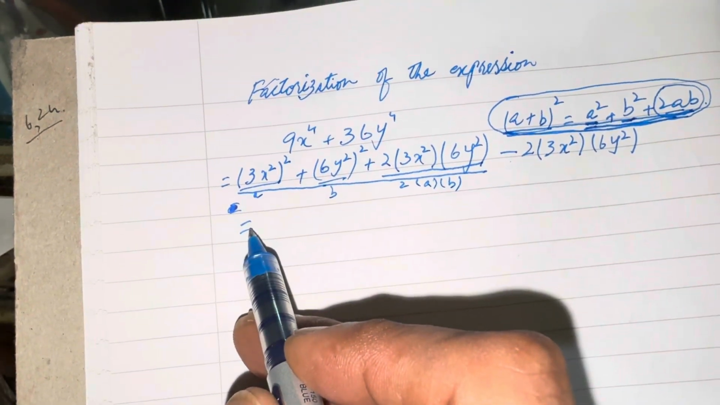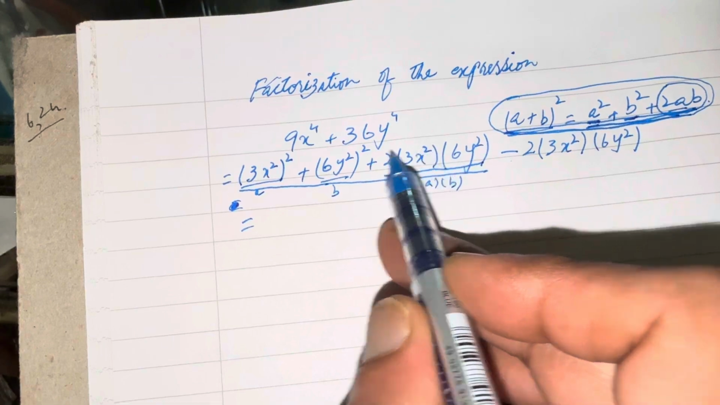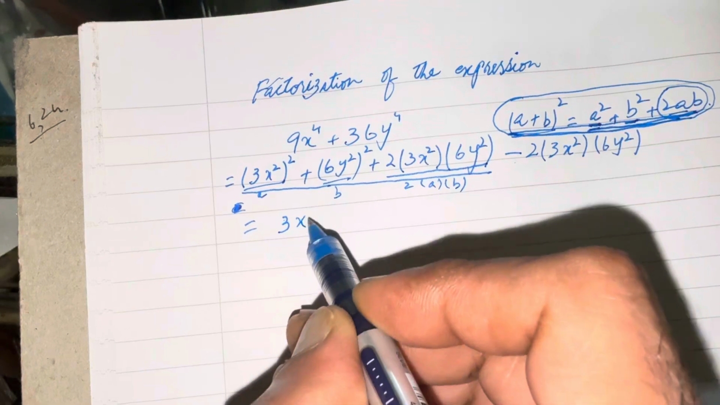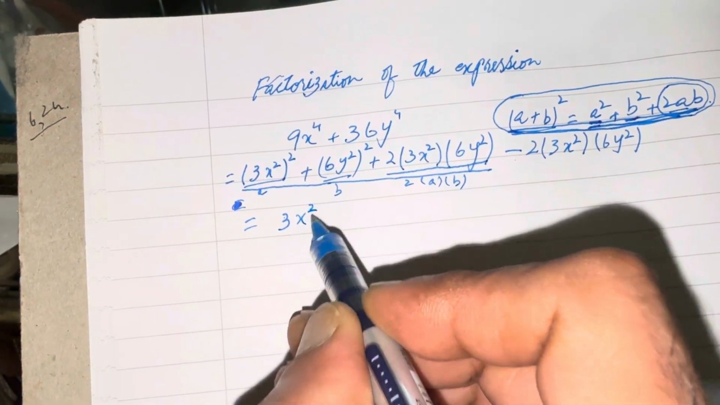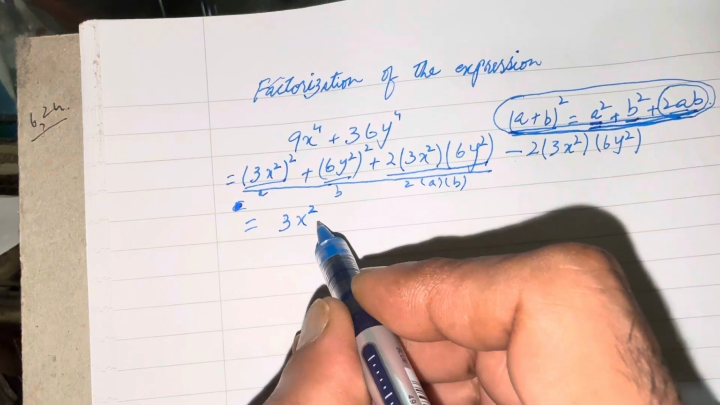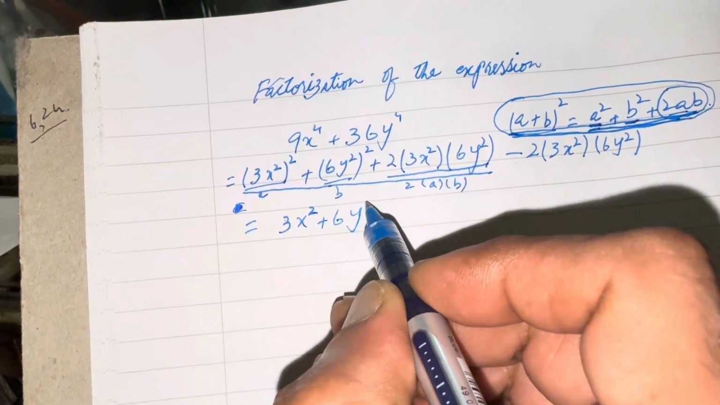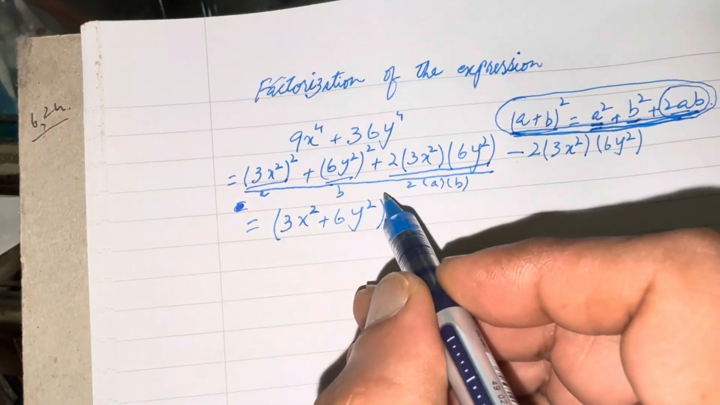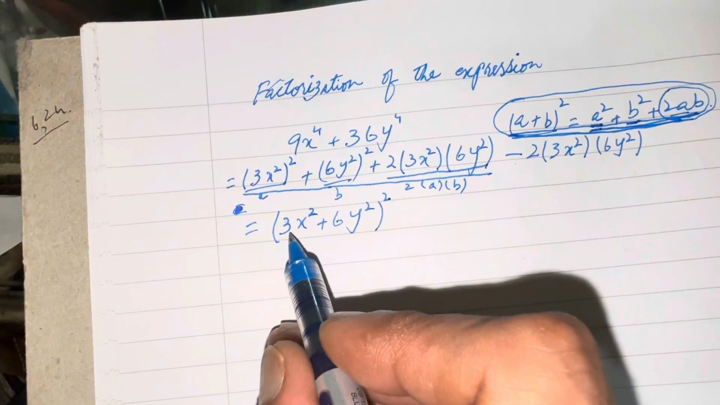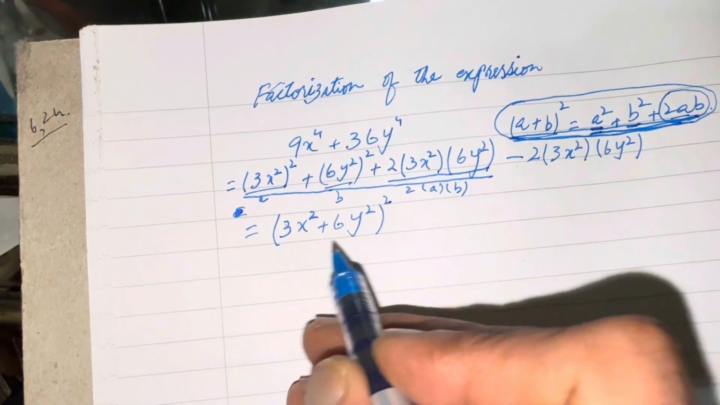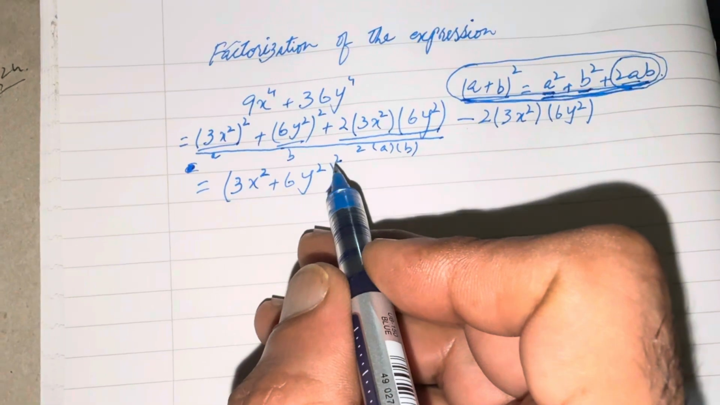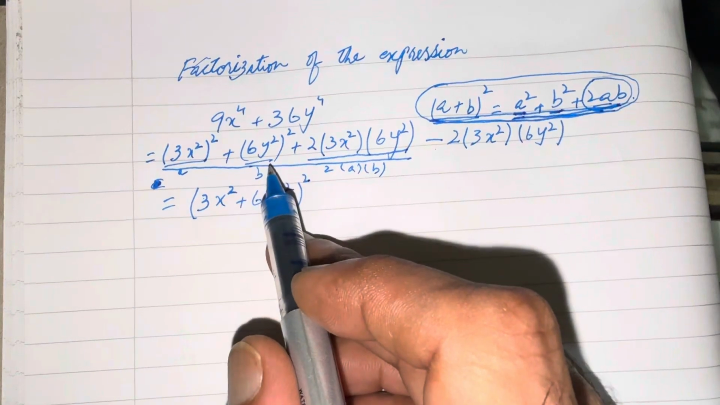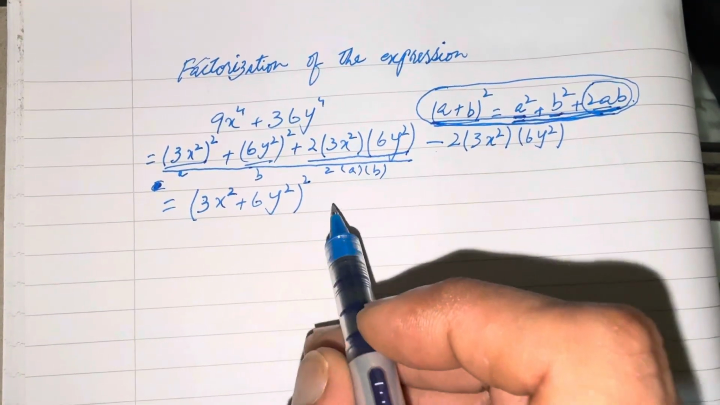So we can write this whole expression as square of first 3x square, यहाँ पे first की जगह पे 3x square है, plus 6y square, second की जगह पे 6y square है, equals to 3x square plus 6y square whole square में इसको लिख देंगे. Why? Because we are using this kind of formula in this question to solve it easily.